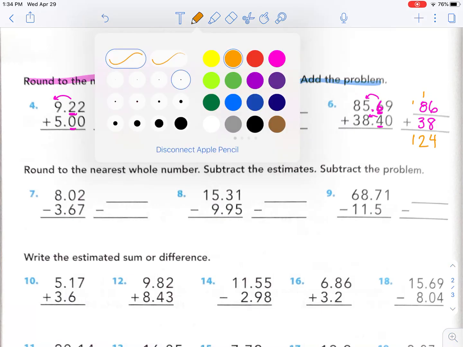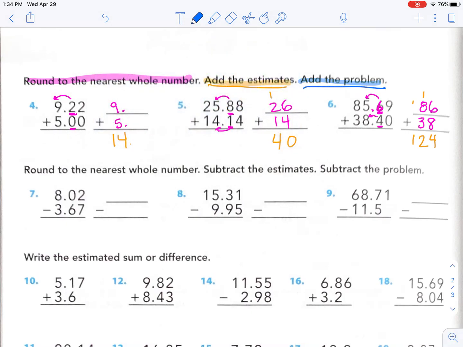Now, last but not least, what does it say to do? Add the problem. So let's find the original problem. If we estimate, this is the kind of thing, boys and girls, you will use a lot when you are buying things for money and you want to see if you have enough. So if I know that I want to buy something for $9.22 and I want to buy something for $5 and I have some money in my pocket, I want to see if I have enough. I won't necessarily get out a piece of paper and add them all up together, but I might estimate to see if generally I have enough money. But let's do the real math and see if we were pretty close.